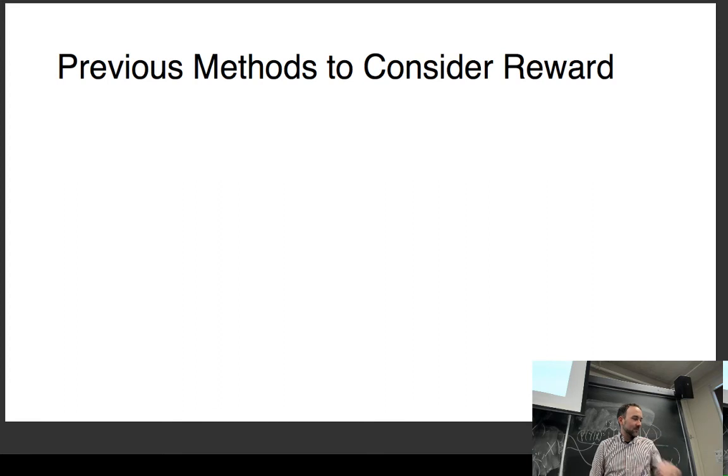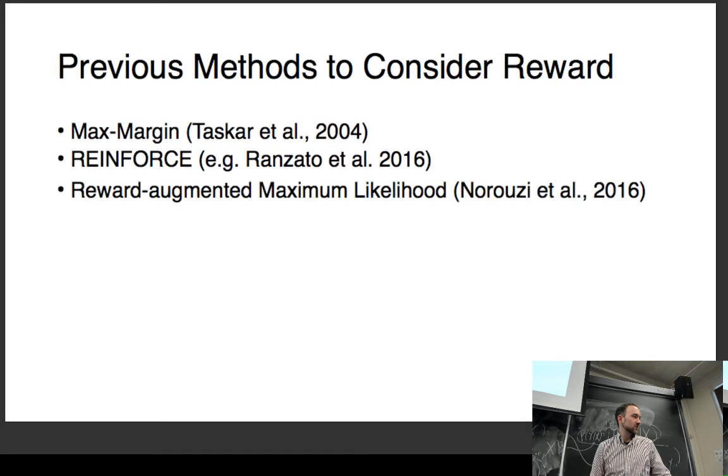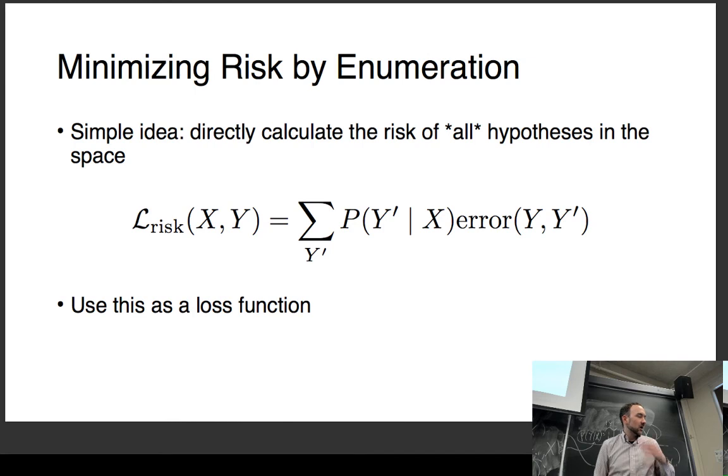So we've talked about a bunch of other methods to consider reward or risk of doing things, like max margin or reinforce, also reward augmented maximum likelihood. But one thing I've told people is you should be using reinforcement learning sometimes, but not all of the time. This is one example of when you shouldn't be using reinforcement learning.